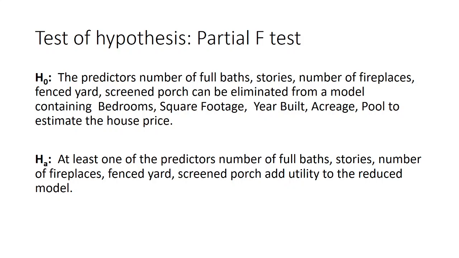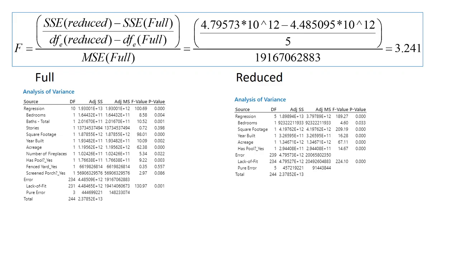So the null hypothesis is that I can get rid of the number of full baths, stories, number of fireplaces, whether it has a fenced yard or not, or screen porch, and they can be eliminated from a model that contains the other parts. The alternative is that at least one of these predictors adds utility to the reduced model. I don't know what the answer is going to be, so we'll play along with this together.